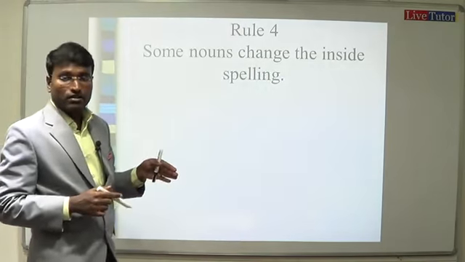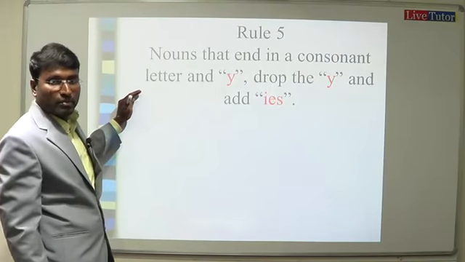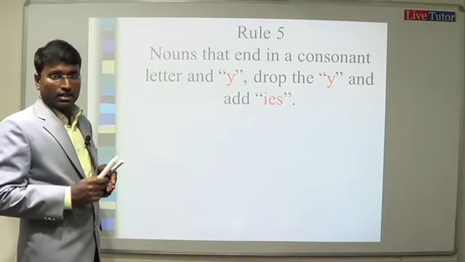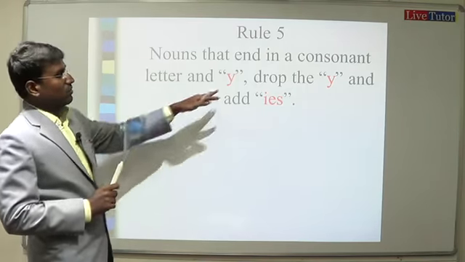So rule number 5. Nouns that end in a consonant letter. Consonant na theriyum, மெய் எழுத்துக்கள். So in English we have vowels and consonants. உயிர் எழுத்துக்கள் 5: A E I O U. மெய் எழுத்துக்கள் எத்தனை இருக்கு? Remaining 21 letters. So this is Y, which ends with a consonant. Okay. Drop the Y. Instead you add IES.